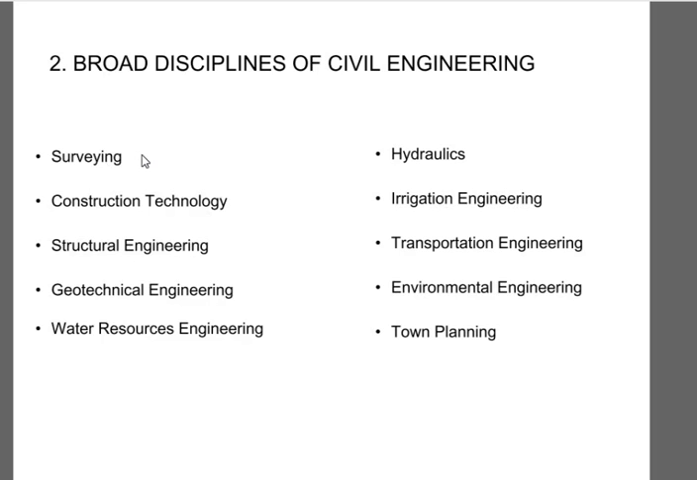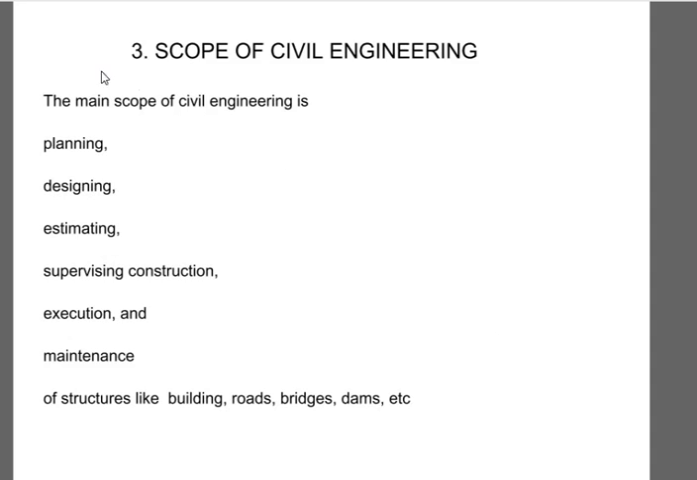Surveying means identifying the ground points. Then construction technology, improvement in technology, then structures, then geotechnical, then water resource. There are very broad disciplines of civil engineering. We will first see surveying, but before that, let me tell you the scope of civil engineering. The main scope we have already discussed: planning, design, estimating, then supervising construction, execution, maintenance. So let's move to the disciplines of civil engineering.